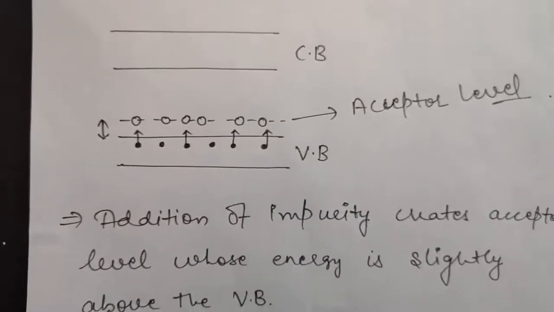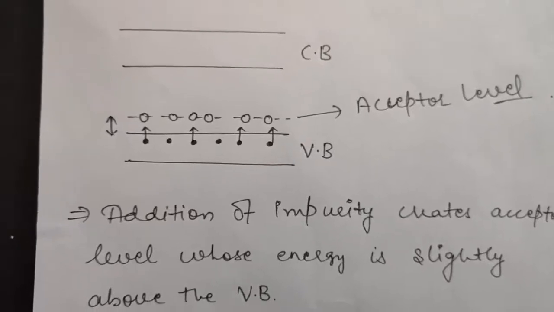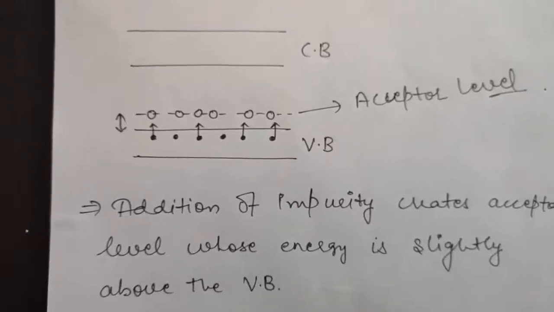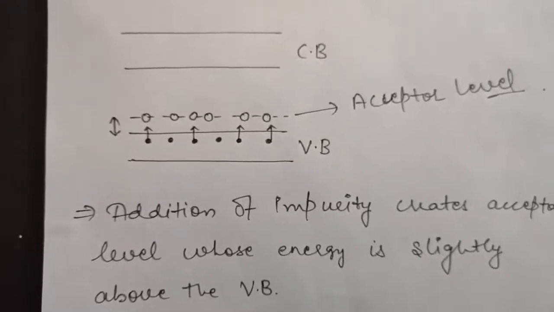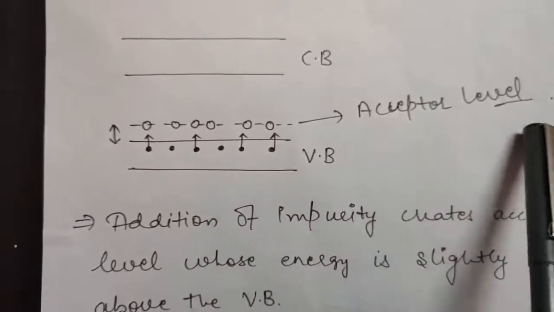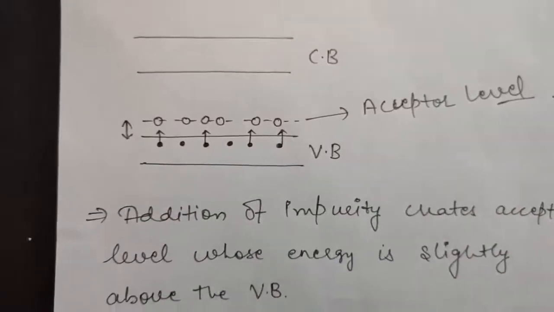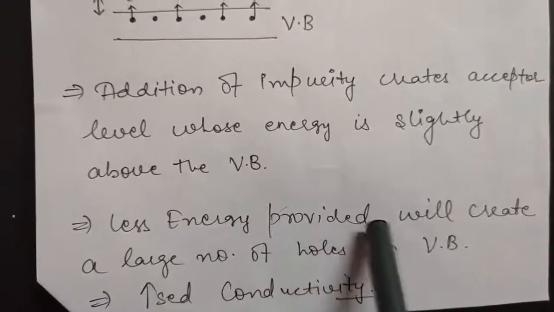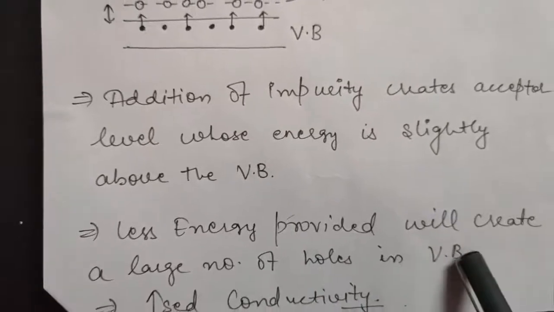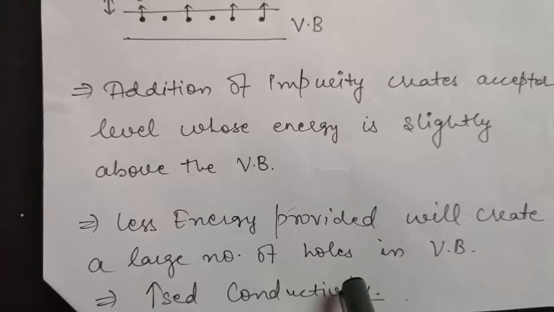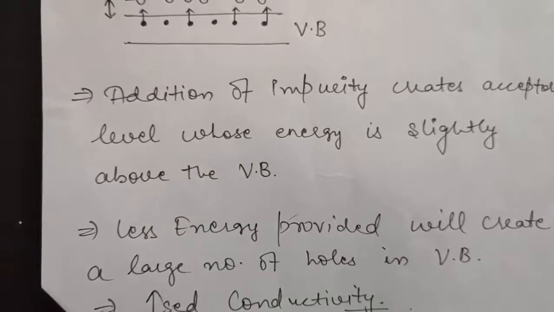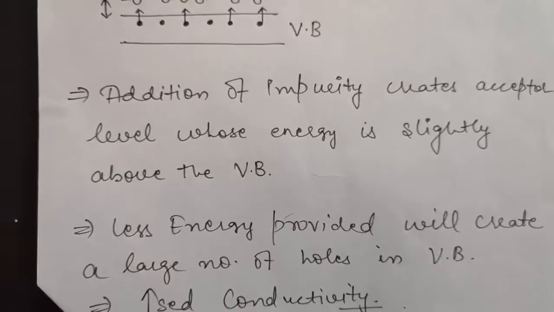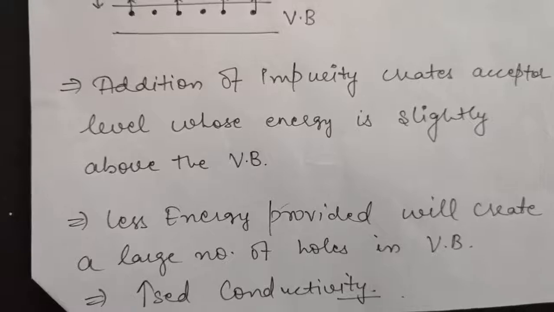So you can say electrons in the conduction band and holes in the valence band are responsible for conduction. In N-type, the donor level is present near the conduction band, and in P-type, the acceptor level is present near the valence band. Again, I have written the same point here: less energy is required, which will create a large number of holes in the valence band. This means again the conductivity is increased by doping, or you can say by adding impurity atoms to the pure crystal. So this was all about P-type semiconductor.